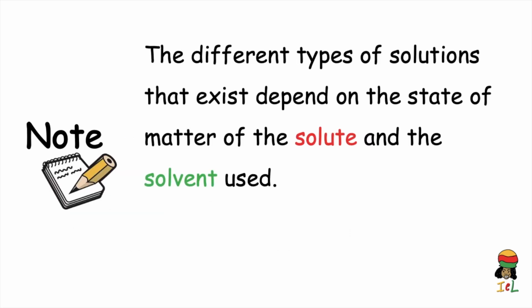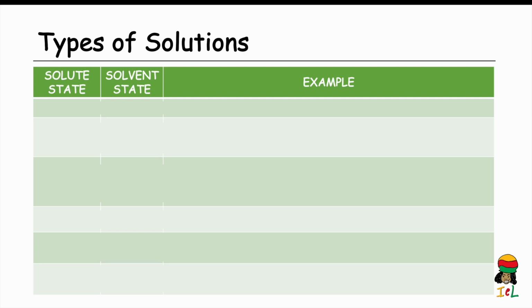Note that the different types of solutions that exist depend on the state of matter of the solute and the solvent used. Here we will examine types of solutions based on the state of matter of their solute and solvent. Starting with gas in gas solutions, we have both the solute and the solvent being in the gas state. An example is air, where air consists of oxygen, carbon dioxide, other gases such as inert gases dissolved in nitrogen. Nitrogen is the solvent because it's the most abundant gas in air.